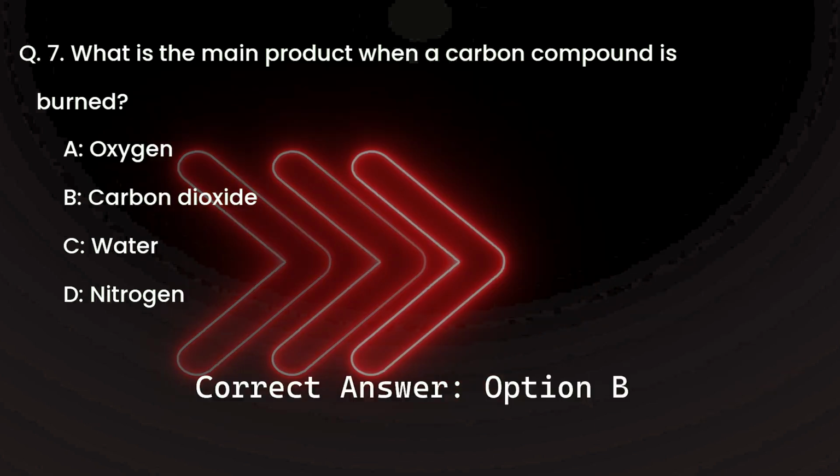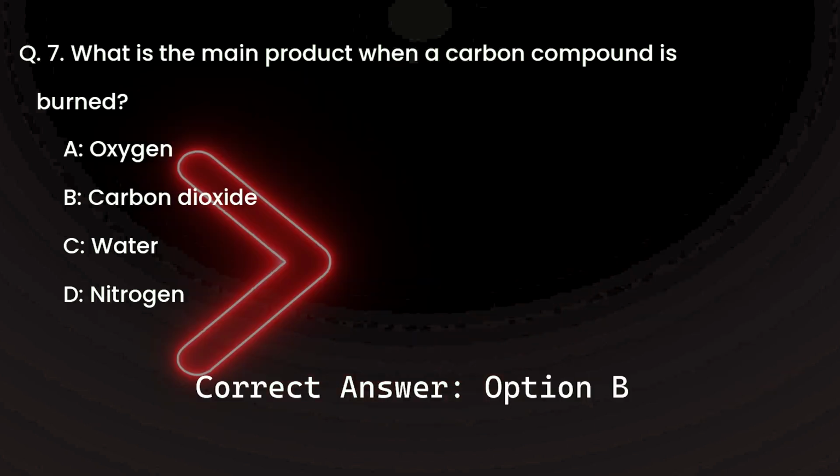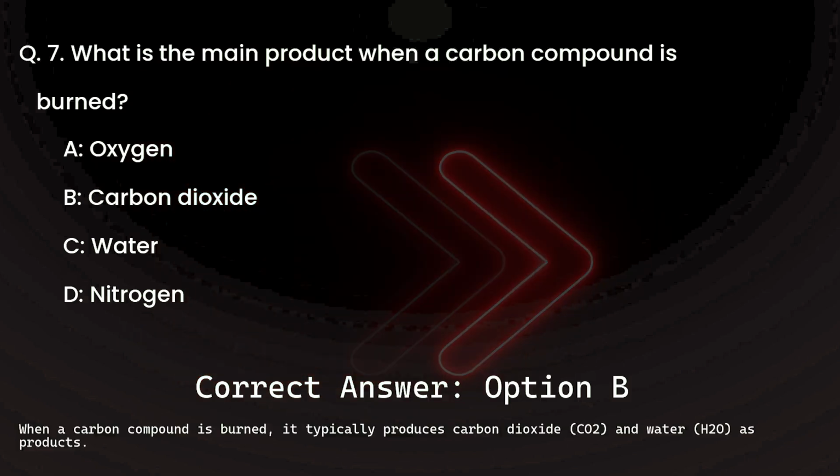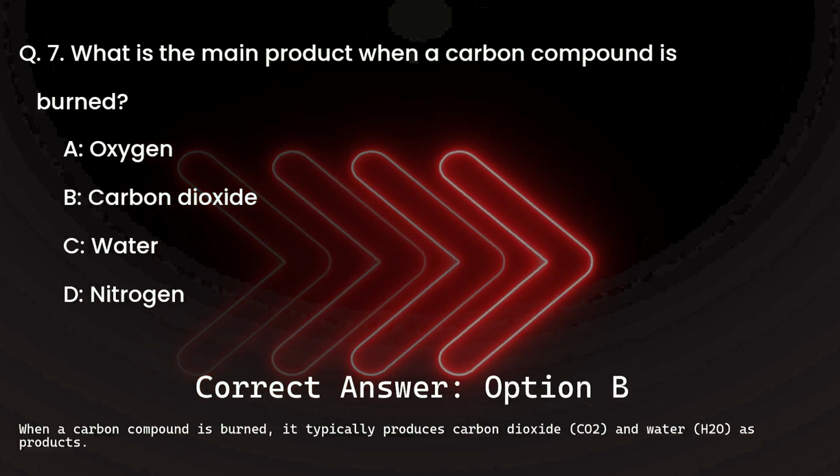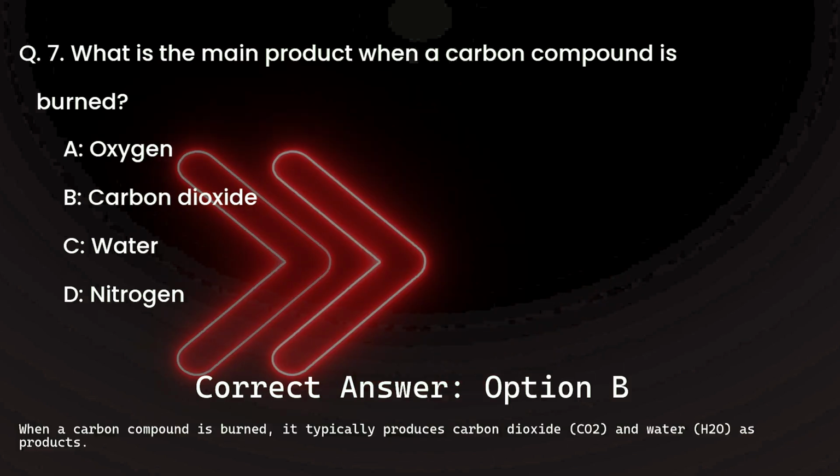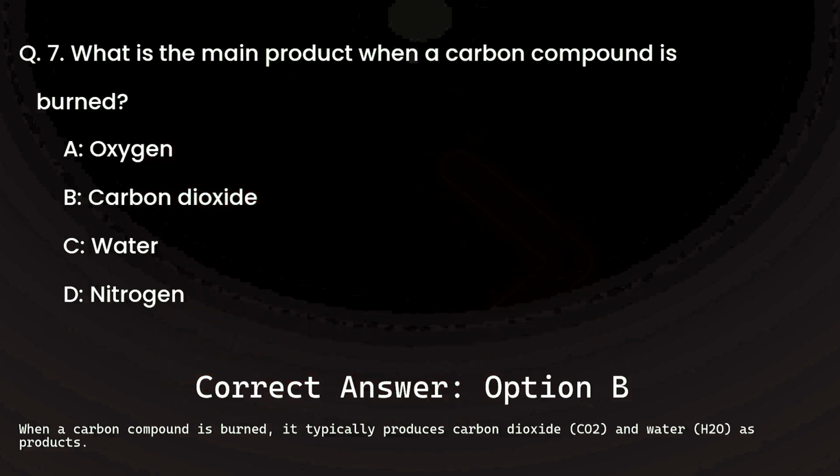The correct answer is option B, which is carbon dioxide. When a carbon compound is burned, it typically produces carbon dioxide, CO2, and water, H2O, as products.